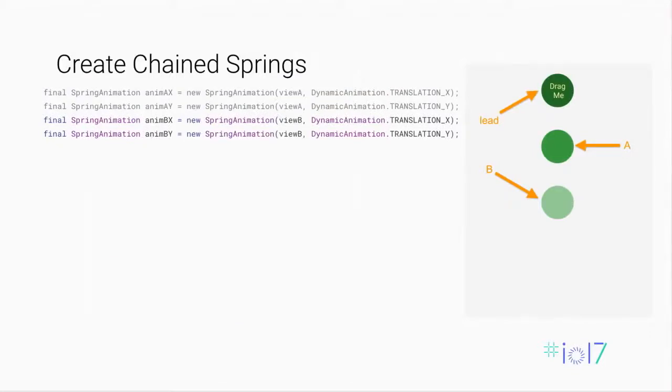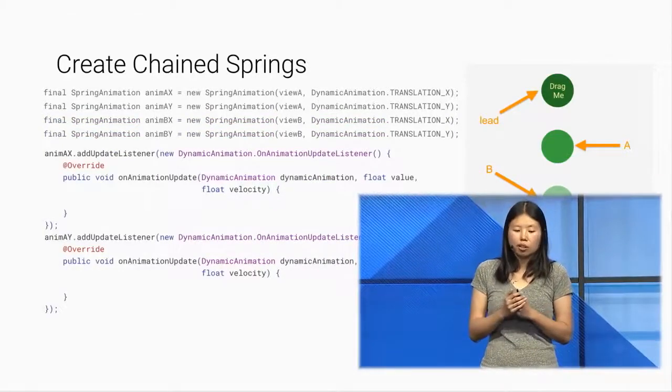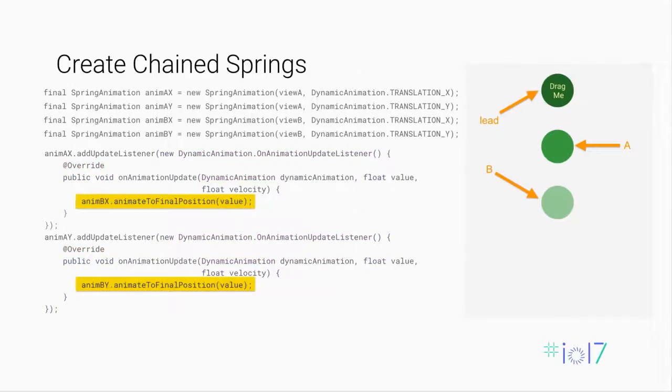Now let's take a look at how we can have B follow A. Similarly, we're going to create animations for B. And in order to get notified whenever A's position is changed, we need this on-animation update listener, and we're going to add the listener to A's animation. And in the on-animation update callback, we're going to receive A's animation, and then A's position, and A's velocity.